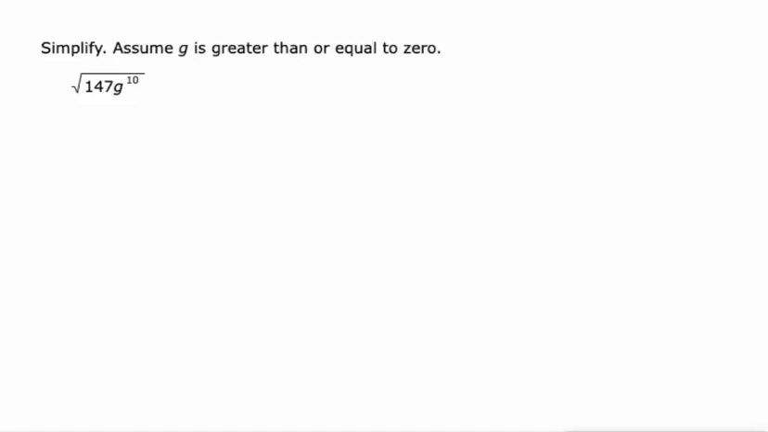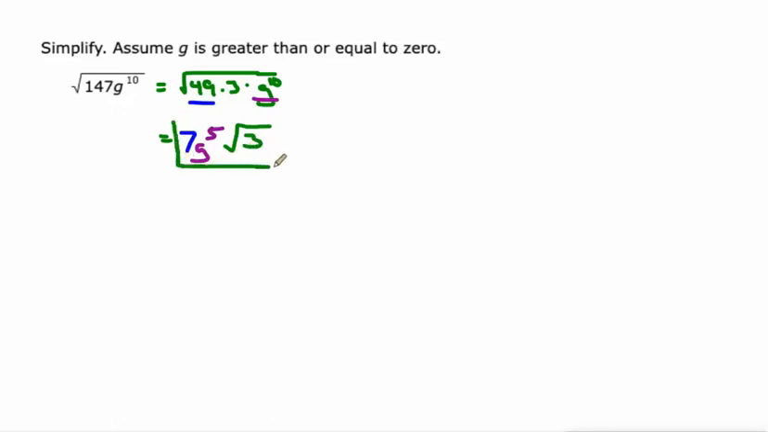This is similar to that, but it involves variables. So 147 is divisible by a perfect square, 49. So 49 times 3. And g to the 10th, that is a perfect square, so we'll just leave it. The square root of 49 is 7. The square root of g to the 10th is g to the 5th. And then we've got the square root of 3. So 7g to the 5th times the square root of 3 is the simplified version of that expression.